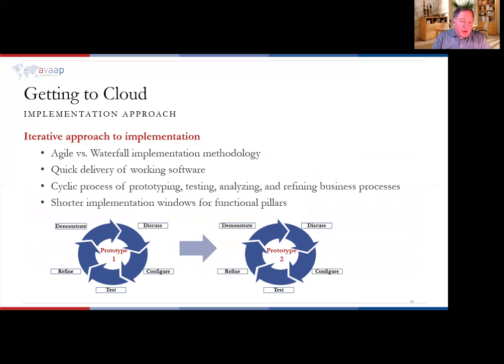Now, we talked about this a little bit. Getting to the cloud, your implementation approach, you do it in prototypes. Okay, so it's an iterative approach to implementation. So you've probably heard of this agile type of implementation.